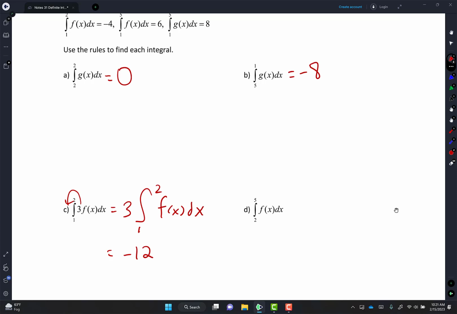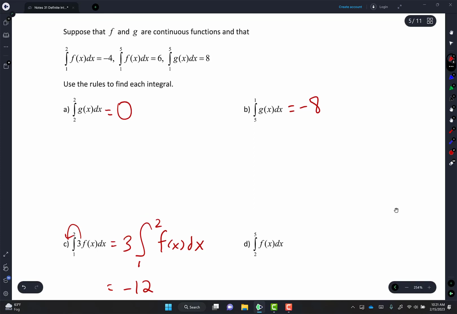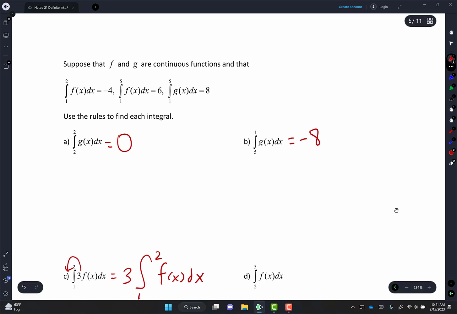Yeah. All right. Letter D, from 2 to 5. Well, oh, Chavez, what do I do now? Relax. I want you guys to relax. Notice from 1 to 2, it is negative 4 for f of x. And from 1 to 5, it is 6 for f of x. Let me do a visual. I'm not going to do the sign. I'm just going to make it all positive just so you guys can see. This is not this f of x. I'm just doing a visual for good notes.